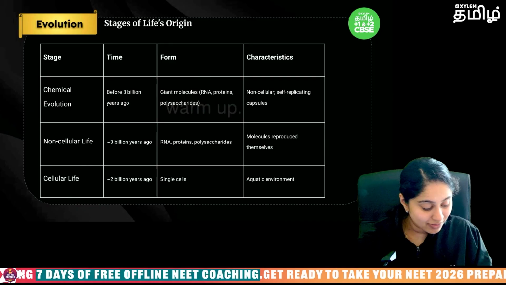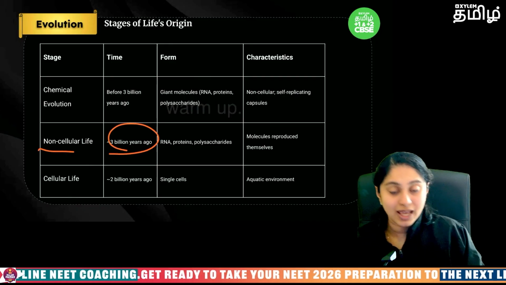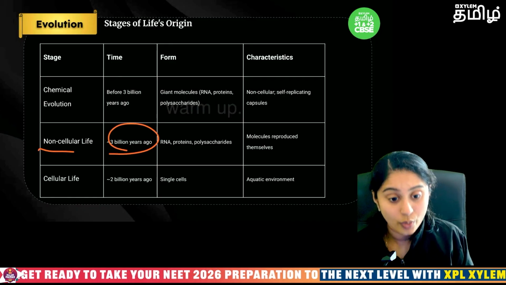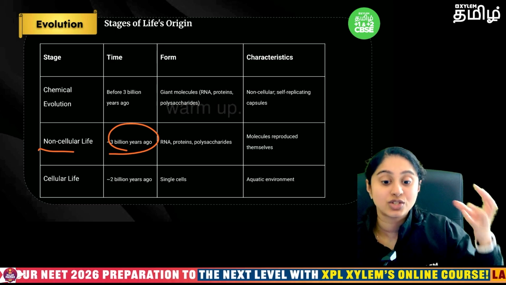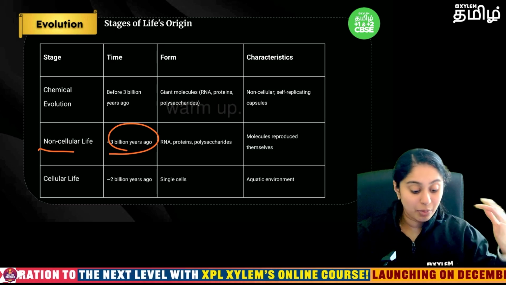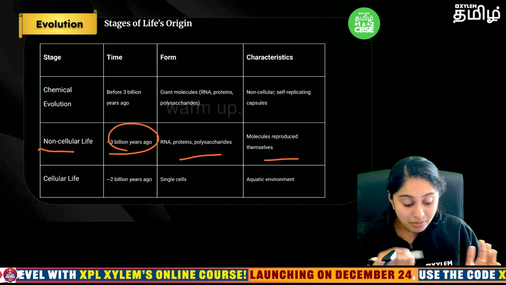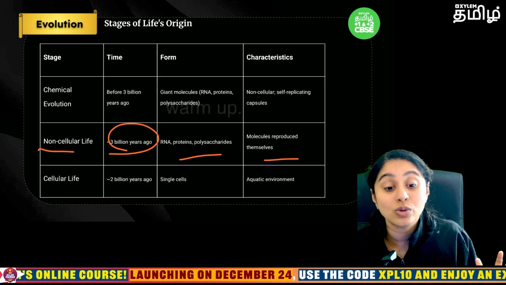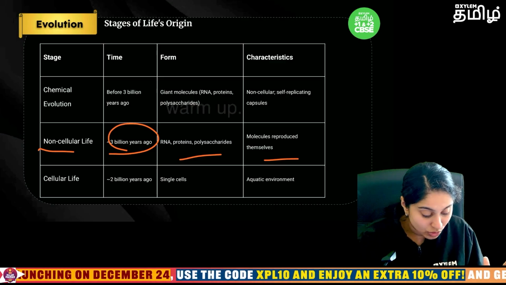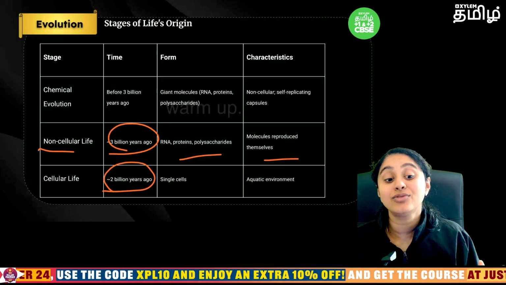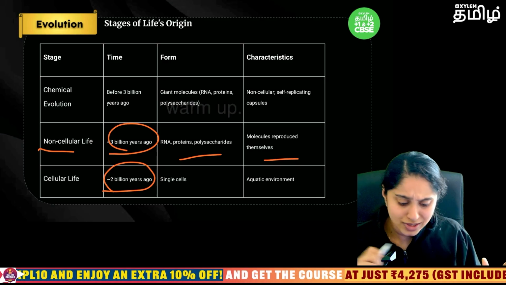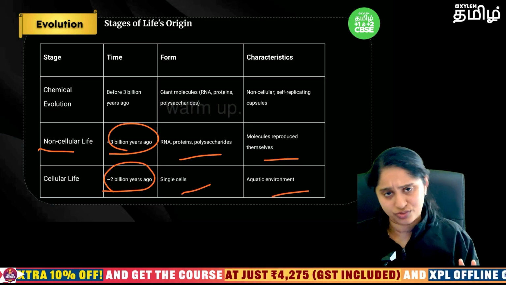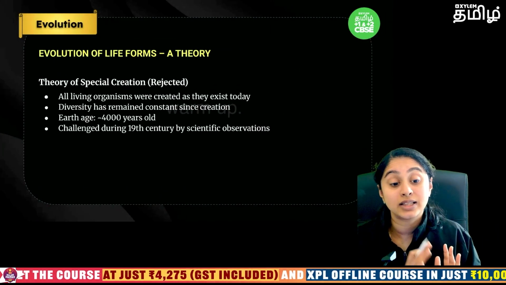Okay, so we believe that the first non-cellular life came about 3 billion years ago, which were all these amino acids forming the proteins, RNA, polysaccharides, and so on. Then the molecules started to reproduce themselves, and about 2 billion years ago is when we had the first cellular life, simple cells, and they were in the water first. So all life started in the water.